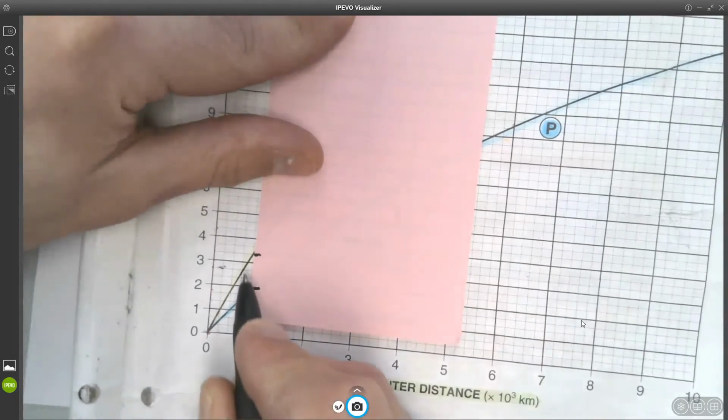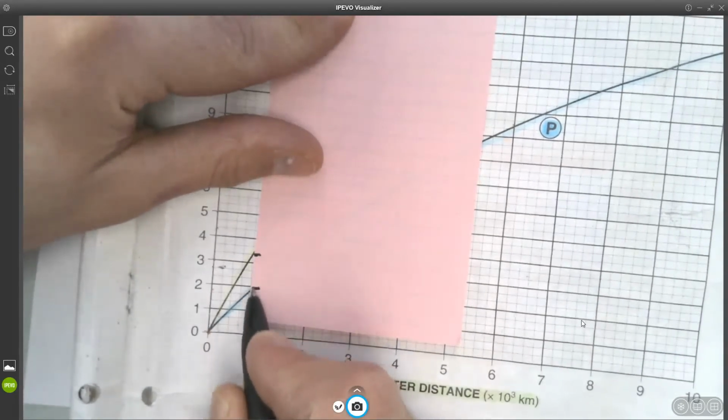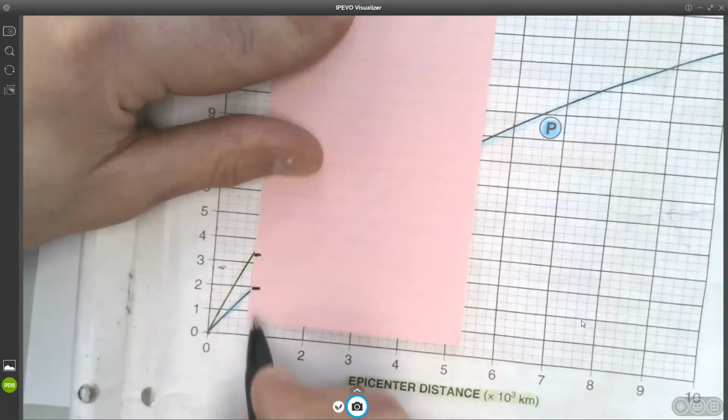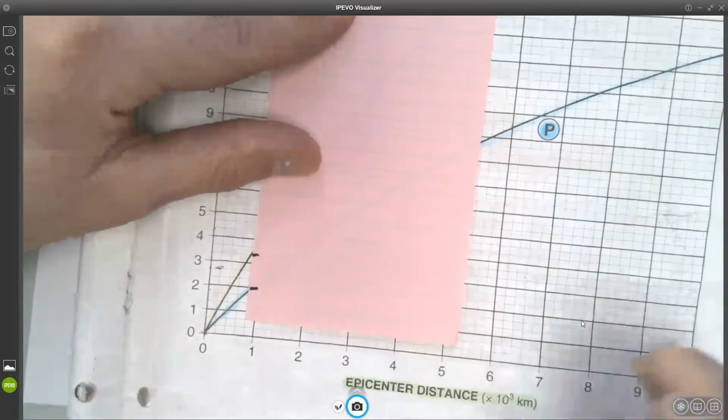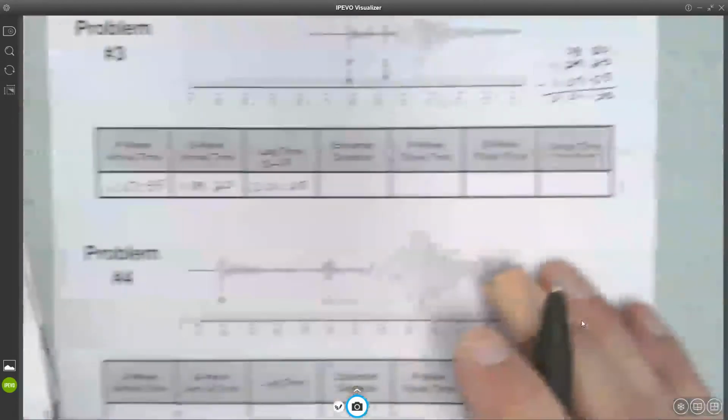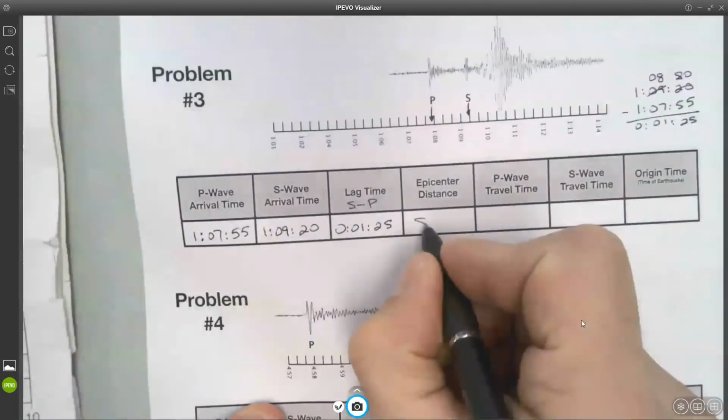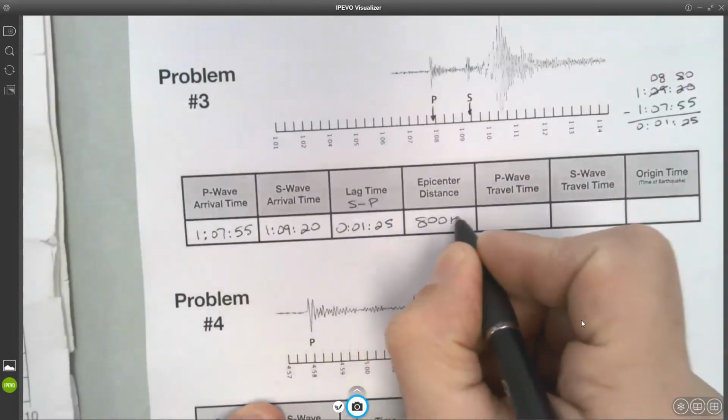So here's my P wave, here's my S wave, and it fits in between right around here. So if I go straight down from there to my x-axis, that ends up being right before 1,000 kilometers, approximately 800 kilometers is my distance. So I'm going to write that down for my distance here, 800 kilometers.